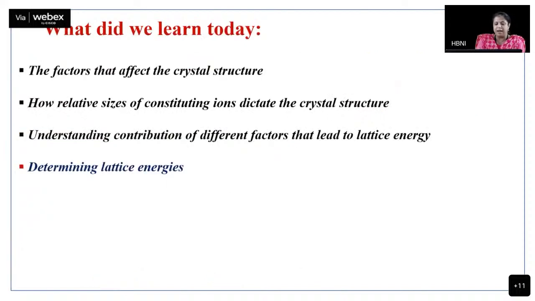So here I stop the concept of lattice energy. This particular segment told you about the factors that affect the crystal structure, how the size affects it, how the bonding affects it, how the relative sizes of the cation and anion affect it. Then understanding the contribution in lattice energy. What is lattice energy, what are the factors that affect the lattice energy, and what are the factors which lattice energy affects, for example, melting point, etc. And then how we can qualitatively determine the lattice energy.